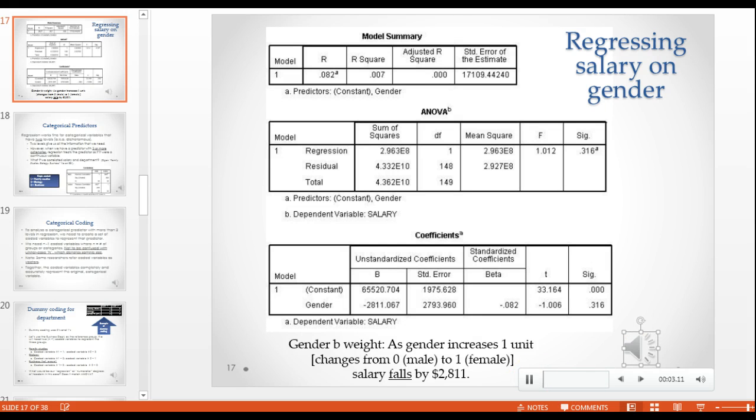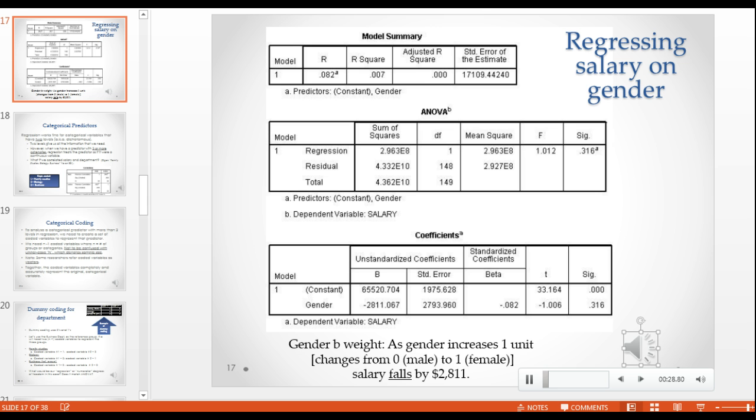In this segment, I'm going to discuss the output that is generated when we regress salary on gender, just to give you an idea of how some of the elements of the output change when we have a predictor of this nature. Again, this is a dichotomous or categorical predictor that is coded 0, 1. So let's turn our attention first to the model summary table.